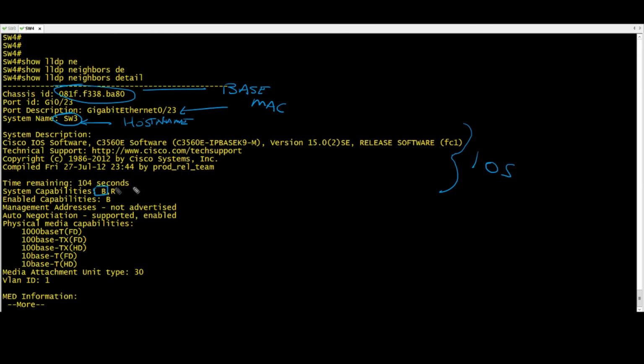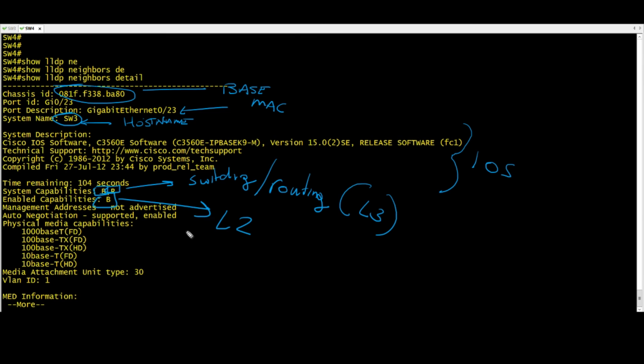So before we said that the B represents that it's a switching capability. The R means that it actually can do routing because this switch can be actually layer 3, as in switch 3, but only has the layer 2 capabilities enabled. We can also see what physical media capabilities or what Ethernet standard is actually supported. So we can see, for example, 10 base T, which is 10 meg over twisted pair, is supported, or even 1000 base T, which is 1 gig over twisted pair. VLAN IDs, and a lot more information.